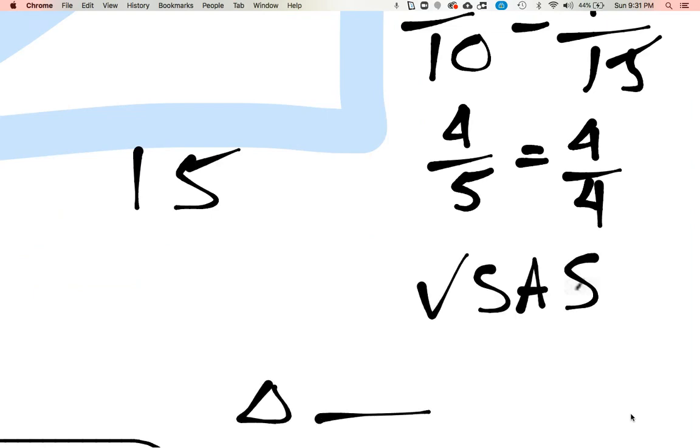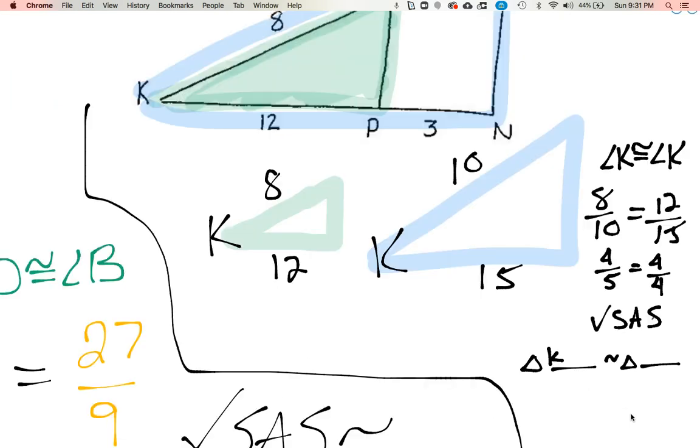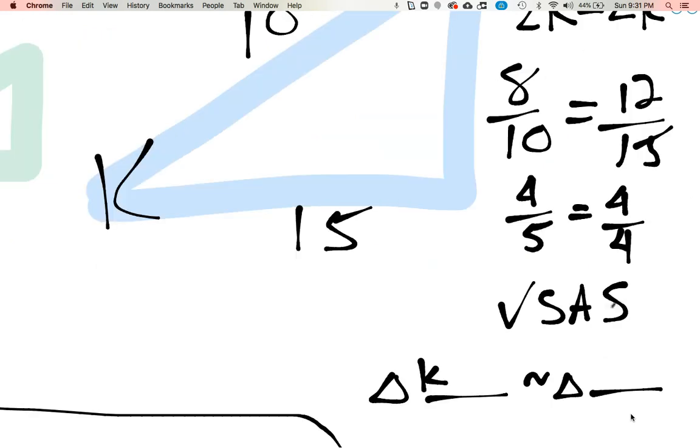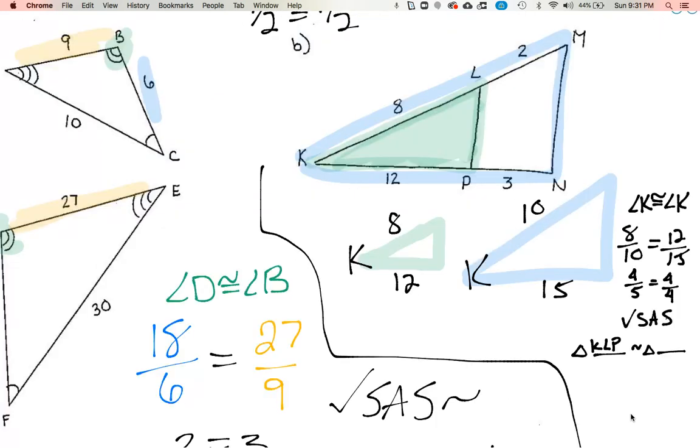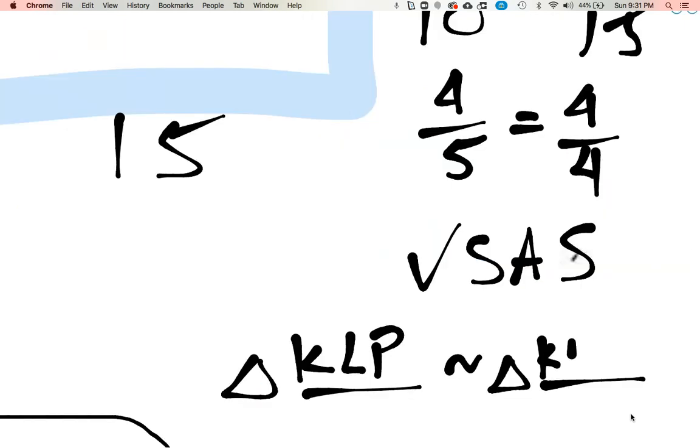Therefore, triangle KLP is similar to KMN.